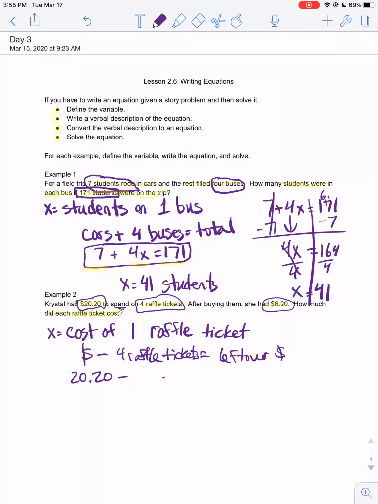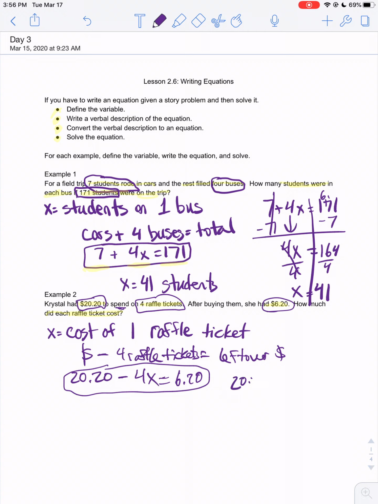X again represents 1 raffle ticket. It's kind of like the pouches, where 1X represented 1 pouch and 4 pouches represented 4X. So 4 raffle tickets would be 4X. So minus 4X equals $6.20. That would be my equation. I'm just going to box that so I know. Now I'm going to solve it.